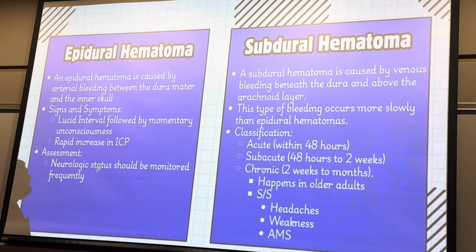Subdural hematoma. Remember again, between the dura mater and that arachnoid layer, a subarachnoid layer. Usually this is more slowly ongoing, progressively gets worse. So you have kind of different phases. You have acute, subacute, and then chronic. So acute is within that first 48 hours. So remember, this is slow growing. Then you have 48 hours to 2 weeks, 2 weeks to months. And any of these signs and symptoms really can present themselves at any period of time. So it's just kind of a progression of these signs and symptoms.